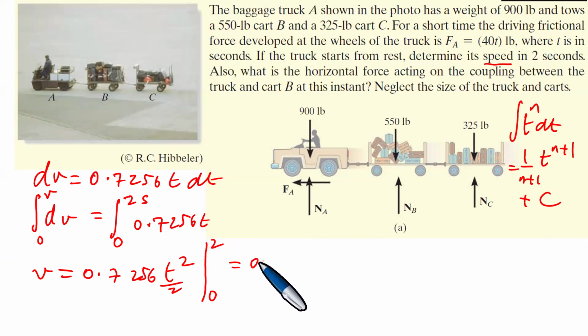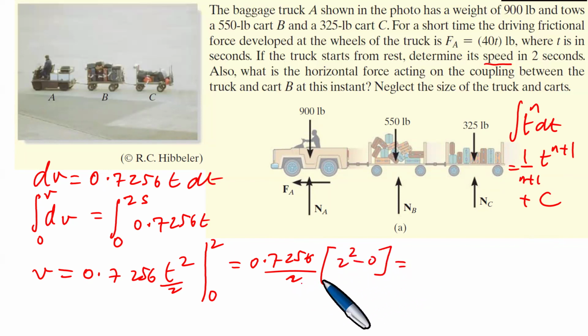Okay, let's compute, which is 0.7256 out of 2, which is actually 2 squared minus 0. If 2 squared divided by 2, it's a 2 times this. 7256.